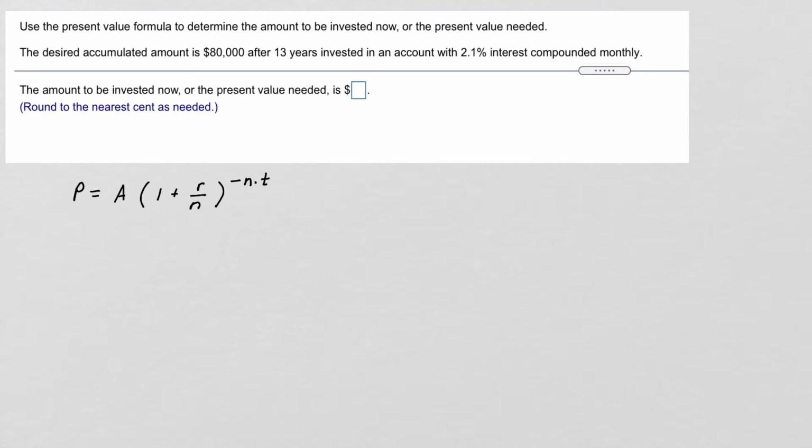In this problem, we need to use the present value formula, and I've written that below, to determine the amount to be invested now, or the present value needed. So we want to calculate the present value, which is really just the same thing as the principal. So present value, or the principal, really the same thing.